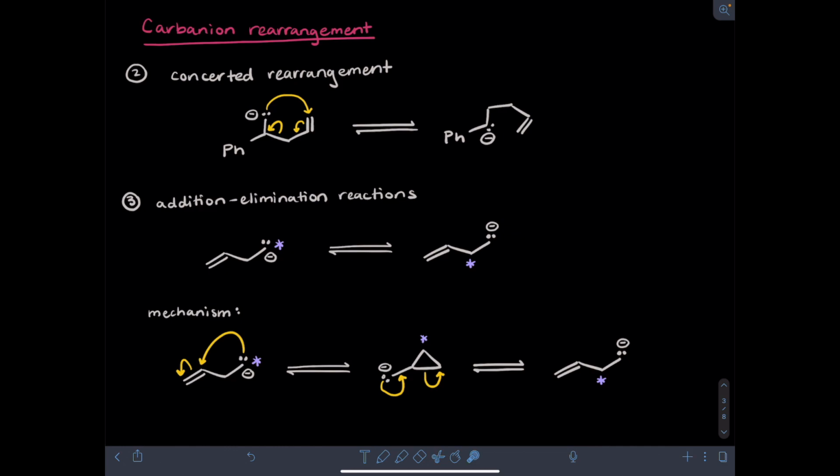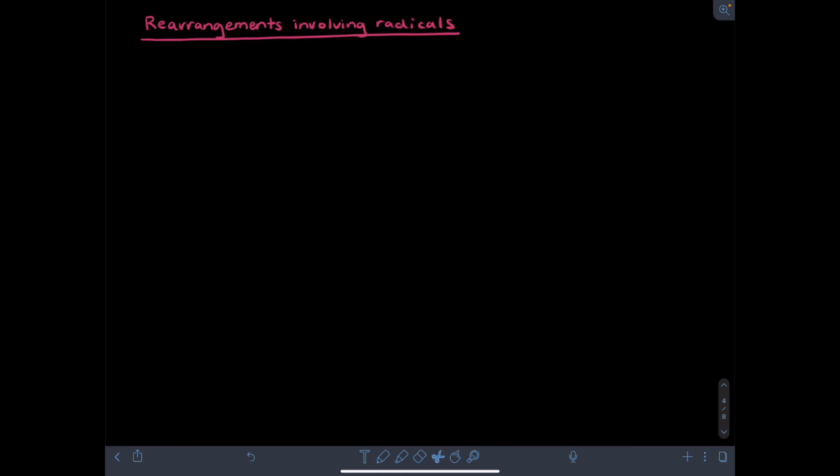So in this mechanism, the anionic carbon and the CH2 position change places, and you have an equilibrium between these 2 forms of the anionic molecule. In order to go back and forth between these, a 3-membered ring intermediate with an adjacent carbanion is present. Rearrangement reactions will also commonly involve radicals as well. One common type of radical rearrangement is a hydrogen shift.